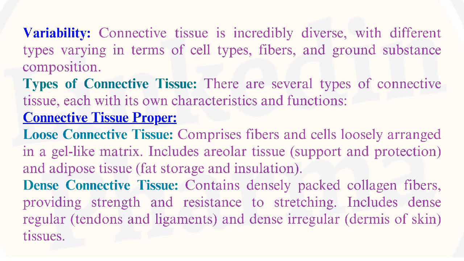Types of connective tissue. There are several types of connective tissue, each with its own characteristics and functions. 1. Connective tissue proper. Loose connective tissue comprises fibers and cells loosely arranged in a gel-like matrix. Includes areolar tissue, support and protection, and adipose tissue, fat storage and insulation. Dense connective tissue contains densely packed collagen fibers, providing strength and resistance to stretching. Includes dense regular, tendons and ligaments, and dense irregular, dermis of skin tissues.